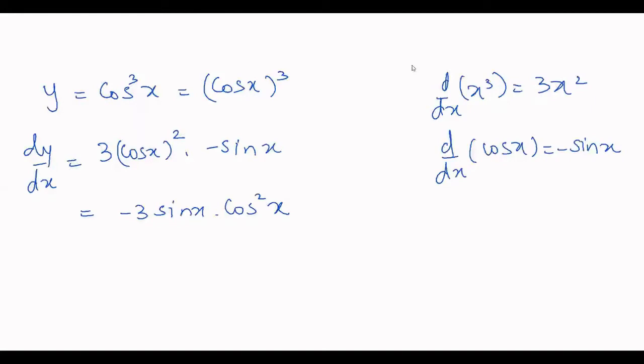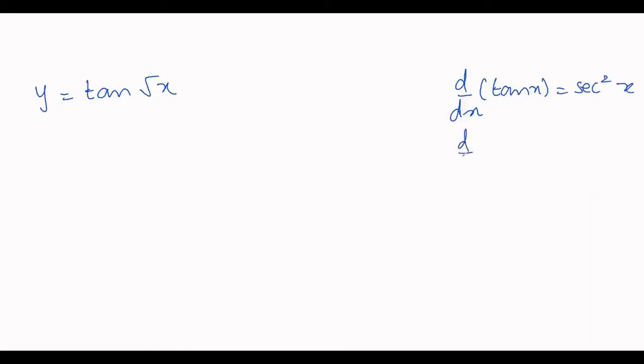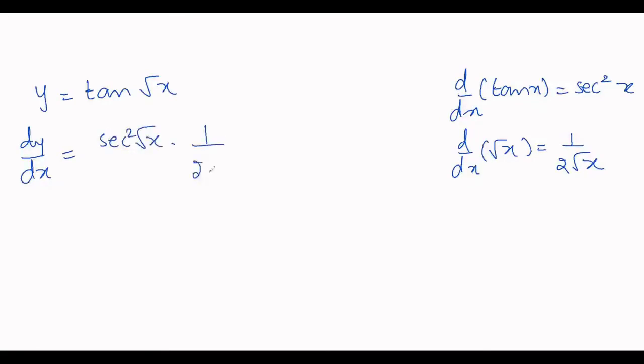Next question. y is equal to tan root x. d by dx of tan x is secant squared x. d by dx of root x is 1 by 2 root x. So therefore, let's start differentiating here. dy by dx is equal to differential of tan, which is secant squared. So I write this as secant squared root x into differential of root x, which is 1 by 2 root x. So I can write my final answer in this form: secant squared root x divided by 2 root x.